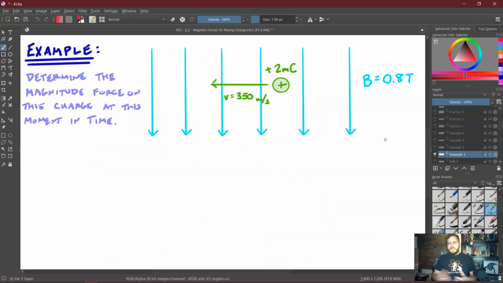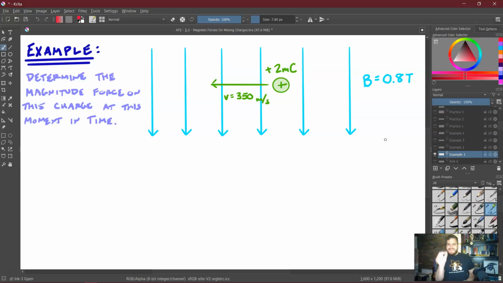Alright, so let's go through an example. Let's say we have this +2 millicoulomb charge moving to the left at a velocity of 350 meters per second. Keep in mind, high speeds are very common here because these are very, very tiny charges. They can move very, very fast. And they're going through a magnetic field that's directed at 0.8 Teslas downward.